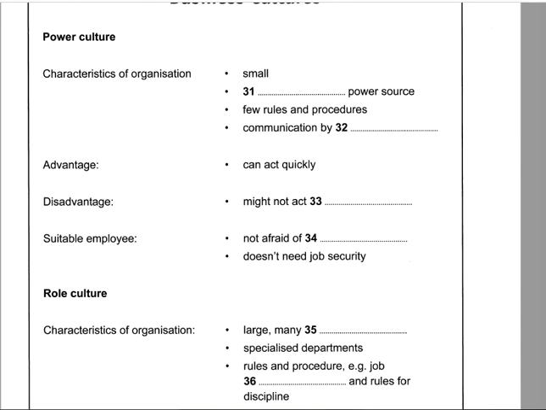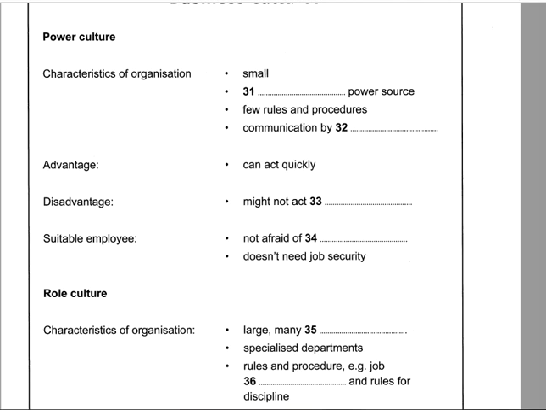The next type is known as role culture. That's R-O-L-E, not R-O-L-L, by the way. And this type is usually found in large companies, which have lots of different levels in them. These organizations usually have separate departments that specialize in things like finance or sales or maintenance or whatever. Each one is coordinated at the top by a small group of senior managers, and typically everyone's job is controlled by sets of rules and procedures. For example, there are specific job descriptions, rules for discipline, and so on.